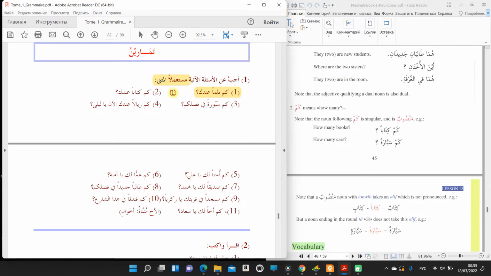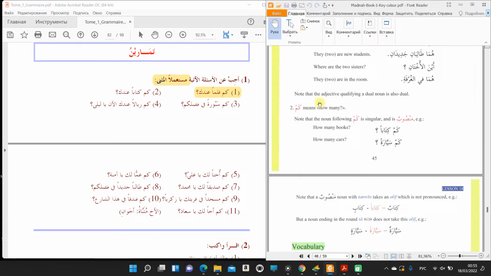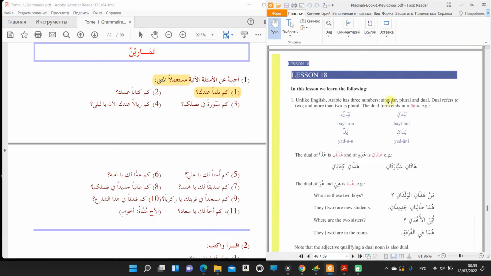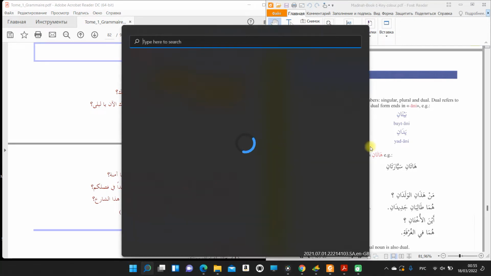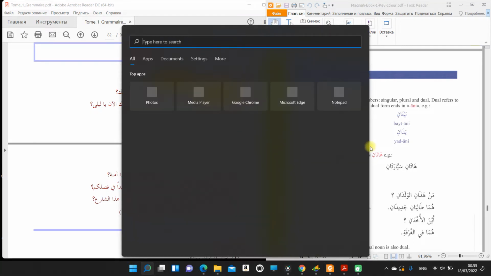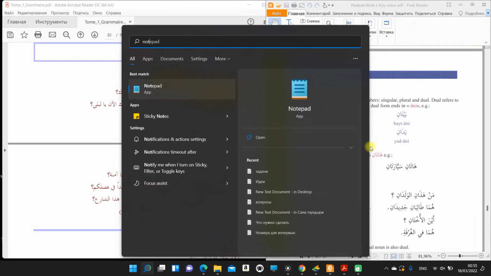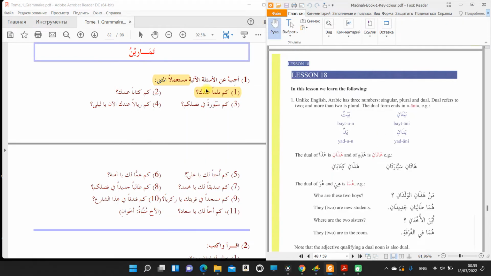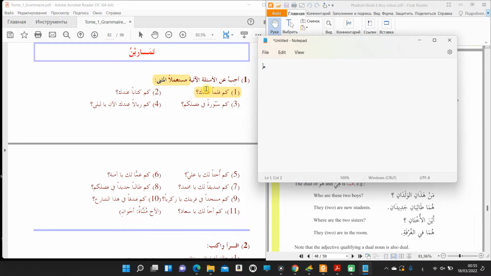And by the way, you need to remember or memorize this term, because singular, they're saying مفرد. Okay, مفرد. Let me write it for you. Okay, notepad. Where is my favorite notepad? So مفرد, it means singular.